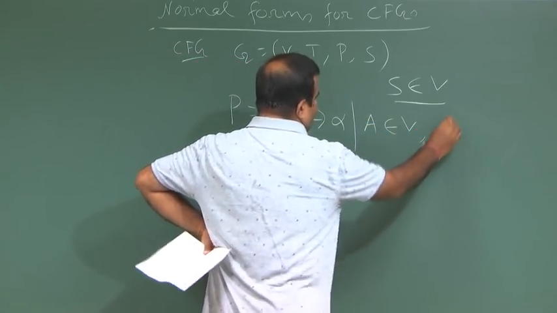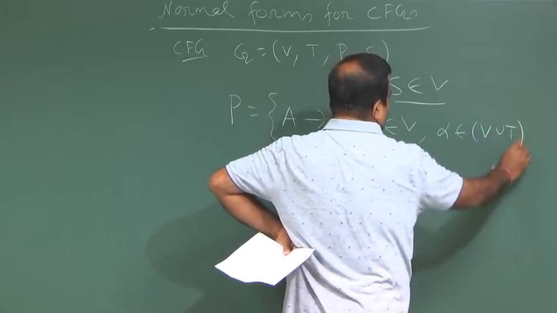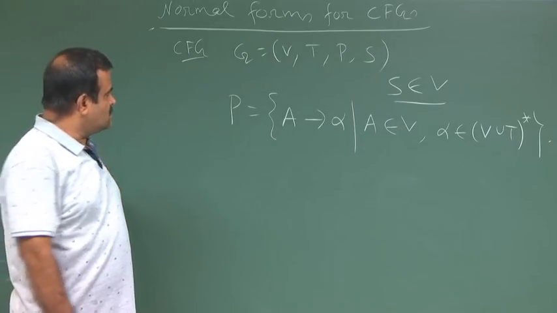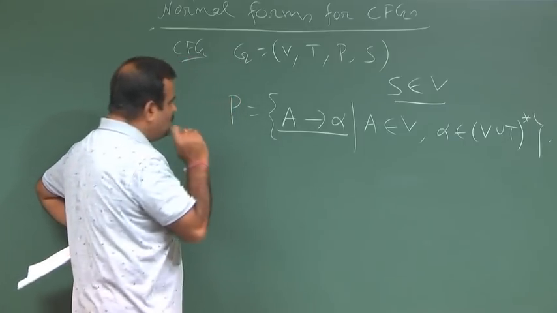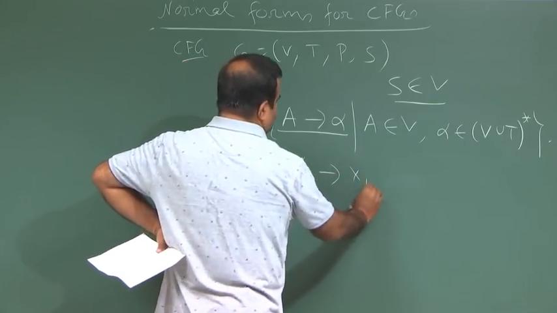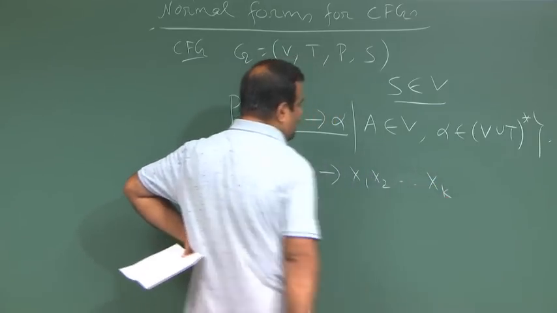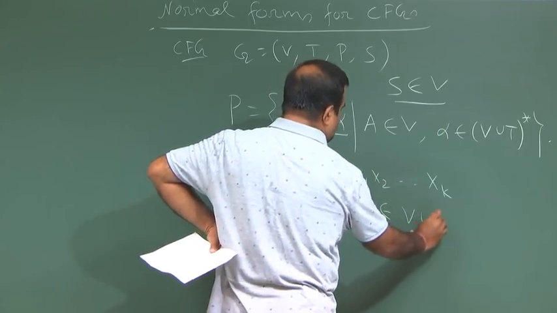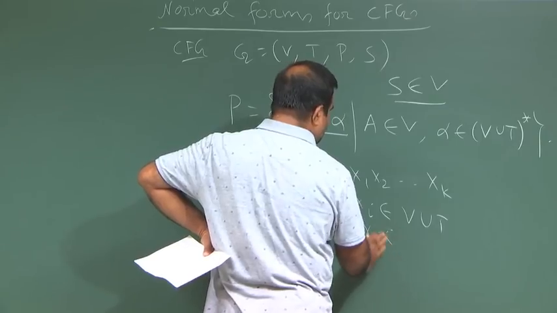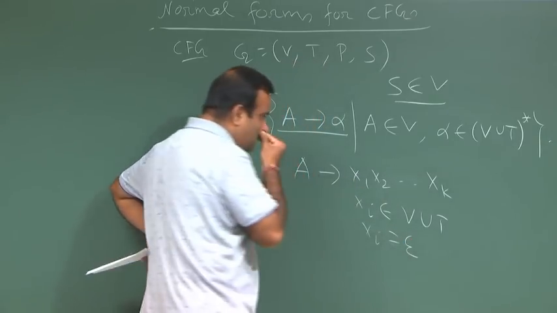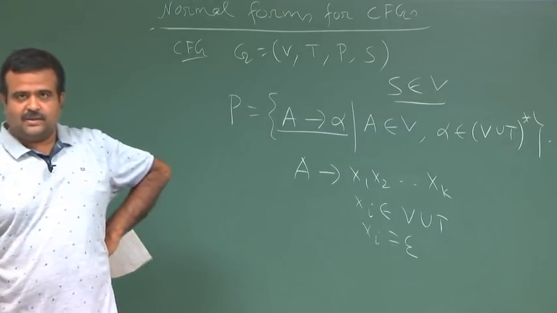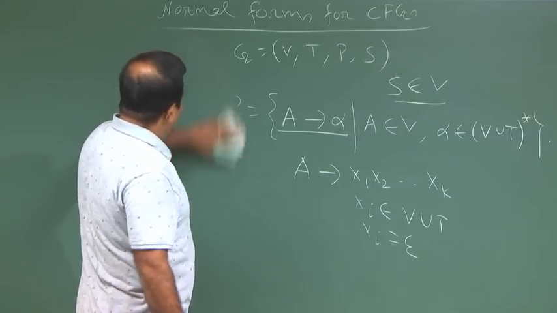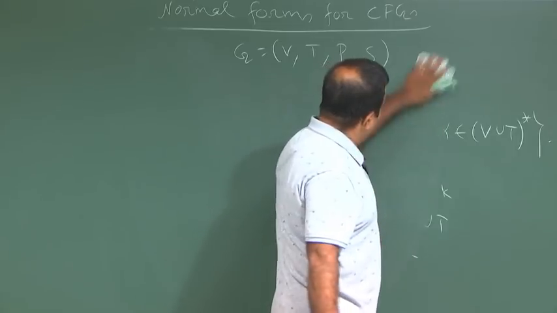P consists of all the rules of this form, where A is a variable and alpha is coming from this. So, this type of productions we have. A variable is going to some x 1, x 2, up to x k, where the x i's are either variables or terminals, or it could be epsilon also. So, this type of productions are there in our P, the production set.